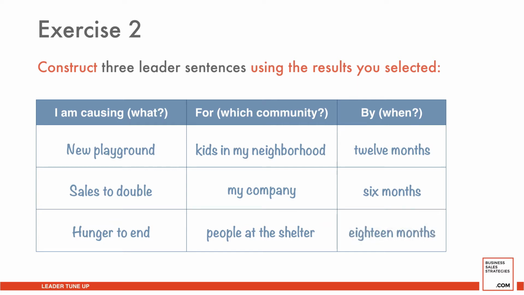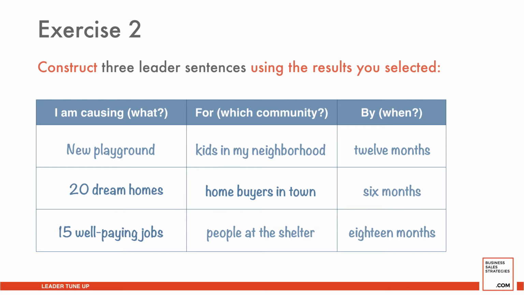Now let's read these sentences out loud, and let's see if you can tweak any of them to make them more powerful for you. So for example, causing sales to double, let's get more specific. I'm causing 20 dream homes. For who? Really, you're causing them not so much for your company, but for home buyers in town. And hunger to end, that may be a great end result, but perhaps a more specific result you want to create is 15 well-paying jobs for the people at the shelter.